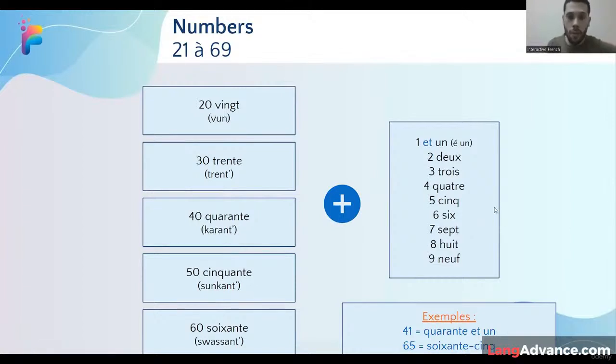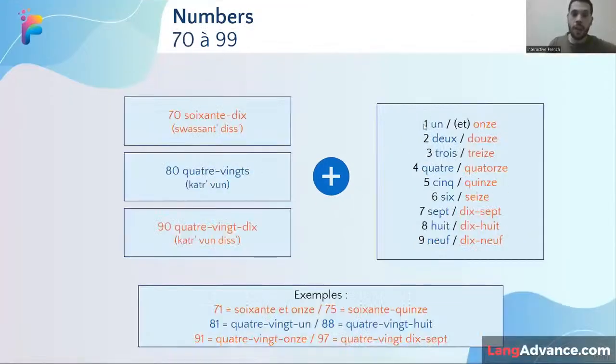Let's now move on to the numbers from 70 to 99. So there it gets a little more complicated, all right? So here you have to know your numbers from 11 to 19. You'll see why. So basically, in French from France, we do not have a word for 70. Instead, what we say is soixante-dix, which basically stands for 60 plus 10.